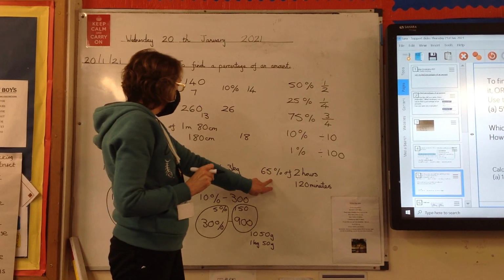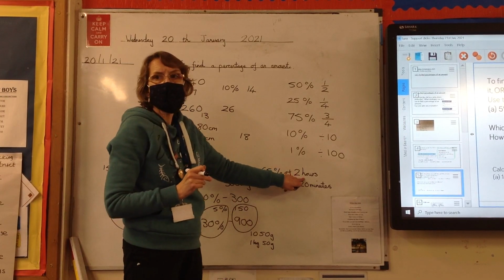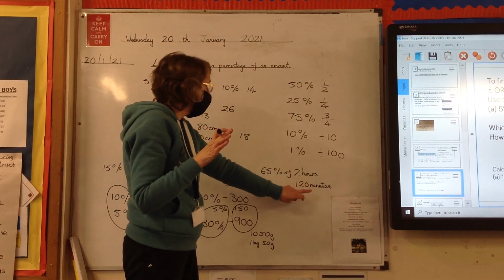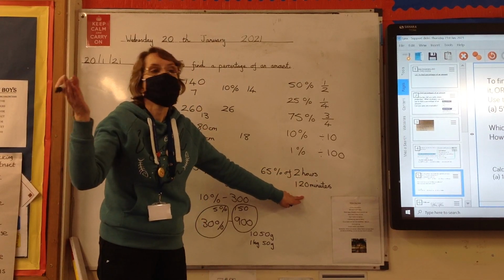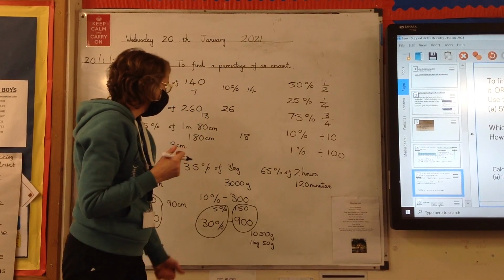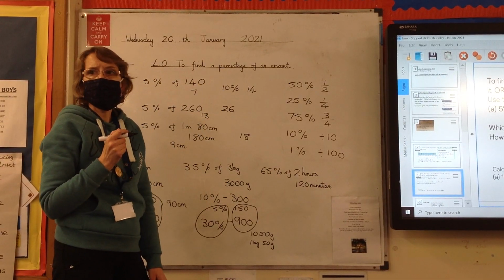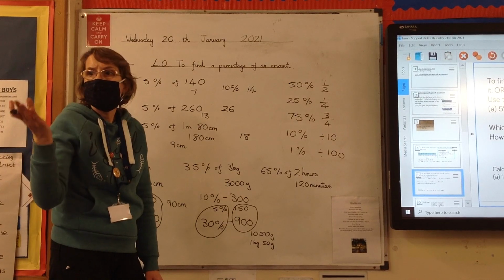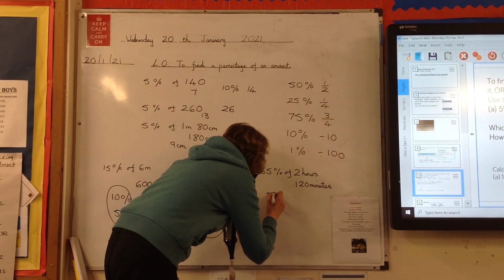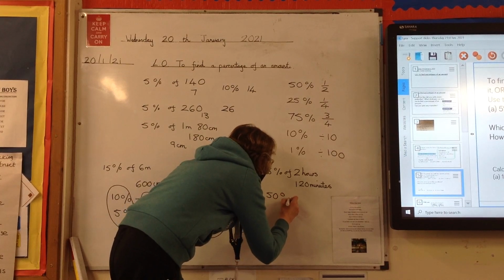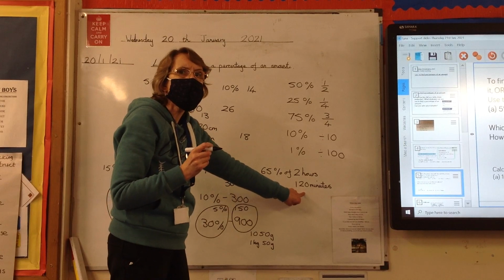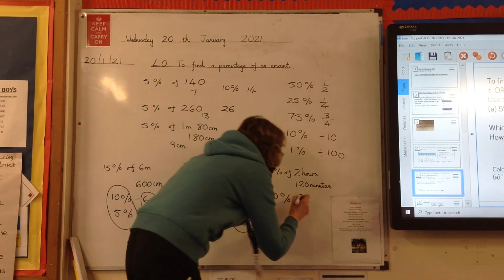Okay. 65% of 2 hours. Be careful with hours. How many minutes are there in an hour? 60. So 2 hours, 120 minutes. Right, what do I need to know for that? You could do half. I could do half, which is 50%. That's quite a chunk already. So 50% would be a half. What's a half of 120, everybody? 60. Good.